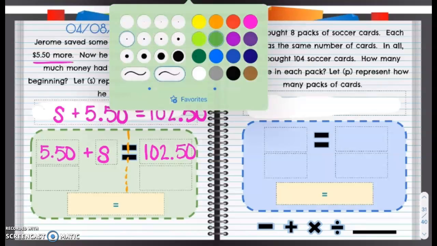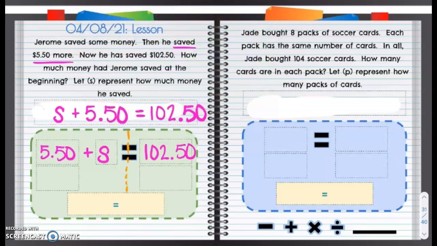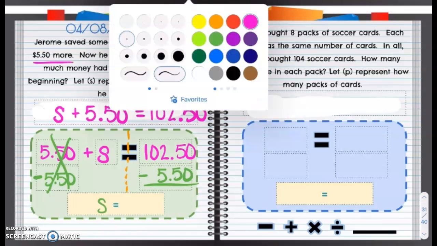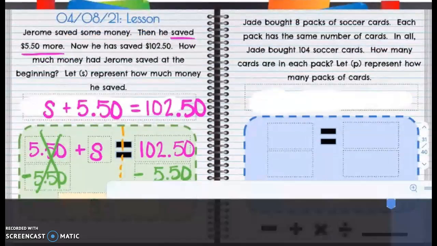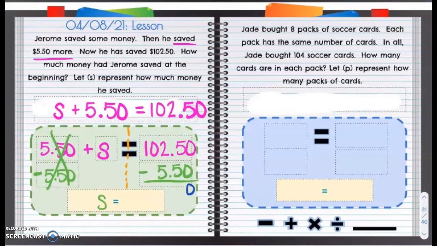We're going to draw our little line down here. What we do to one side, we must do to the other. The opposite of adding $5.50 is subtracting $5.50. So we're going to subtract $5.50. We're left with S, how much he saved before. And 0 minus 0 is 0. 5 minus 5 is 0.